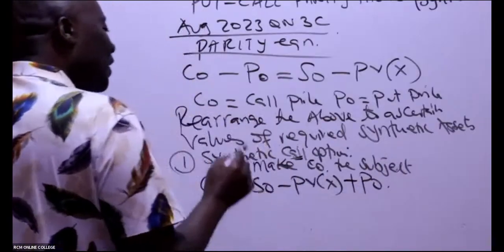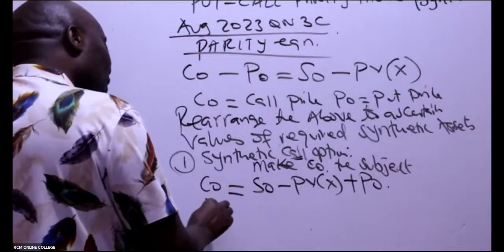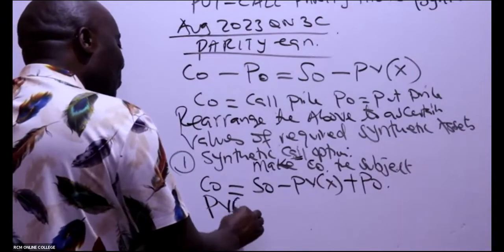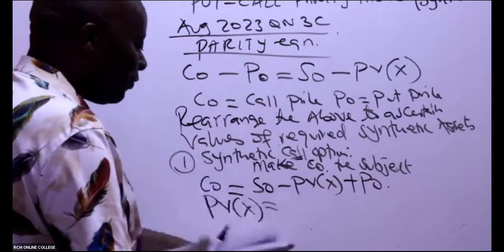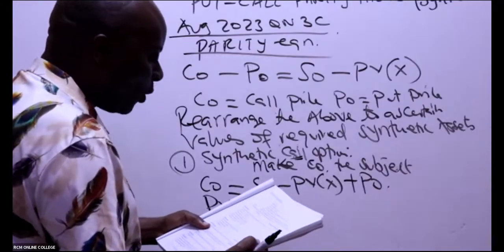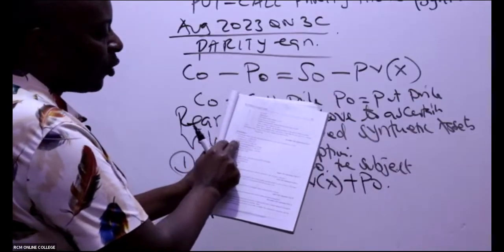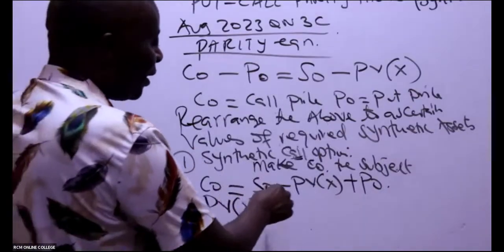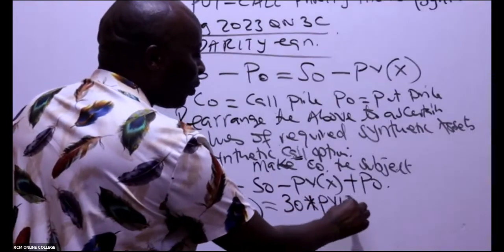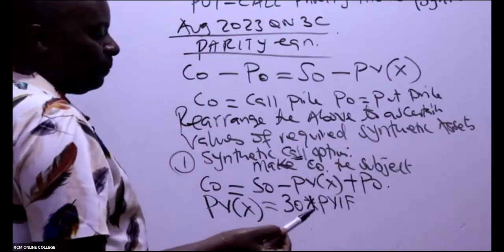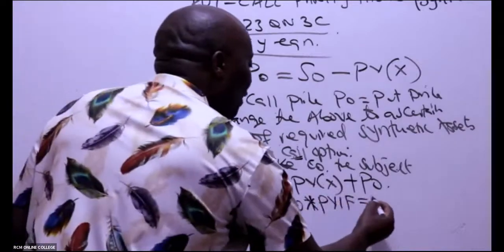The very first thing that I would want you to do for me if you get this kind of a question in an exam, please go ahead and give me PV of the exercise price. Have they given me the exercise price? Oh yes, it has been given. It is on the third row there. Exercise price is 30. And it is a lump sum, so I have to discount this by multiplying by PVIF. So this one here will be 30.